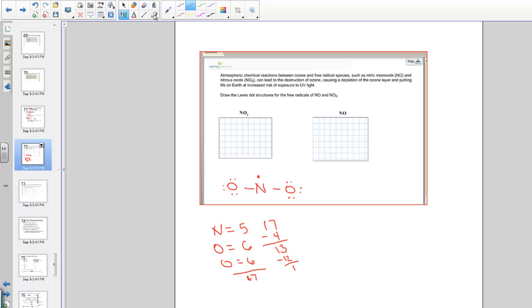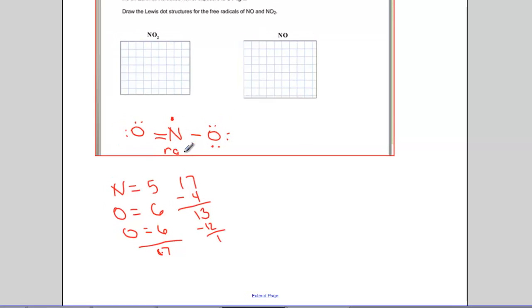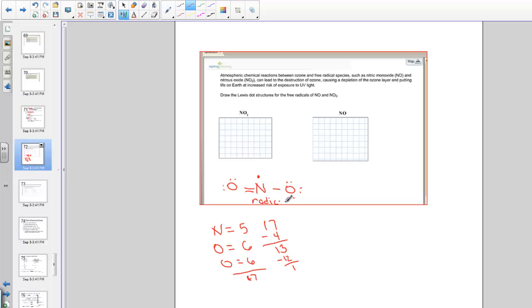Now I can arrange a double bond here to get nitrogen up to at least 7 electrons. So I'll erase a couple of dots from oxygen and place a double bond. So oxygen still has 8, 2, 4, 6, 7 on the nitrogen, and this oxygen still has 8. This is a radical of NO2 because it has an odd number on the nitrogen. Now you could have placed the double bond in either direction. It exhibits resonance. And the same will happen when you draw for NO.